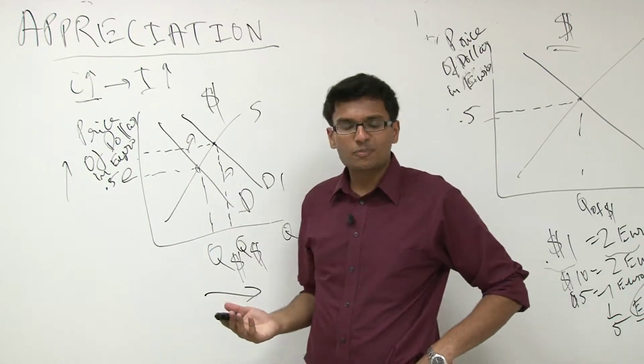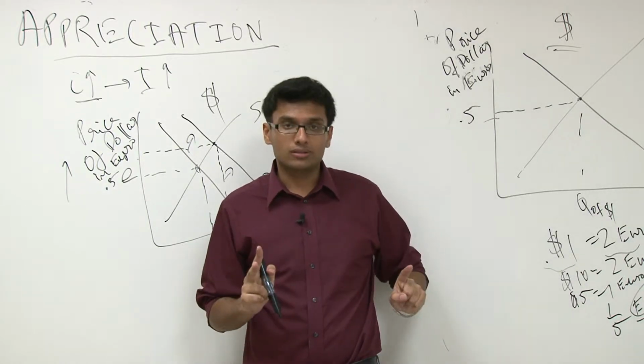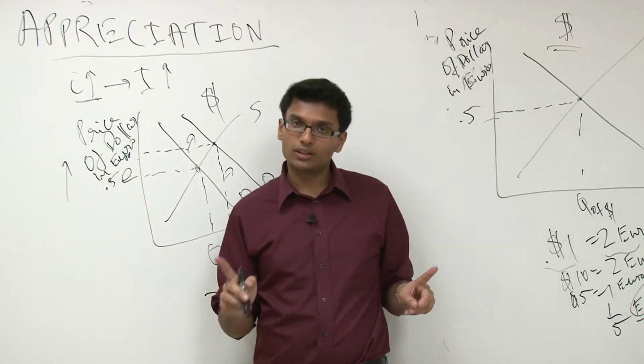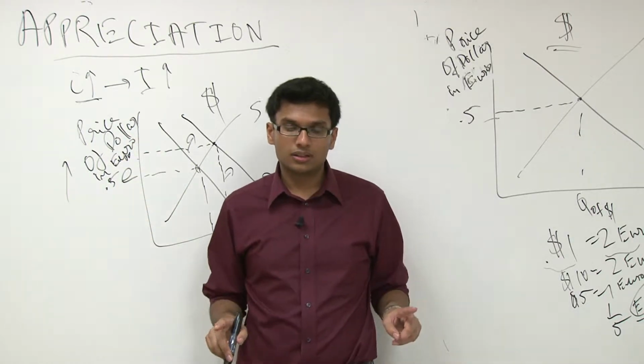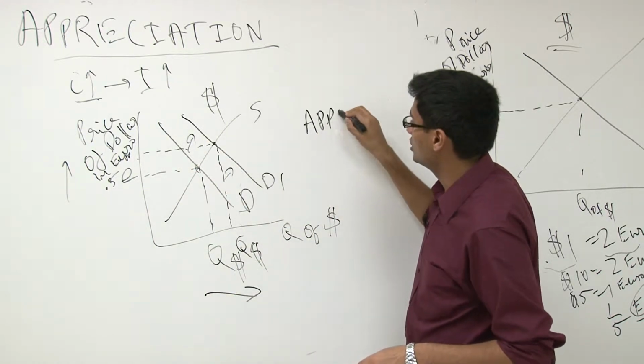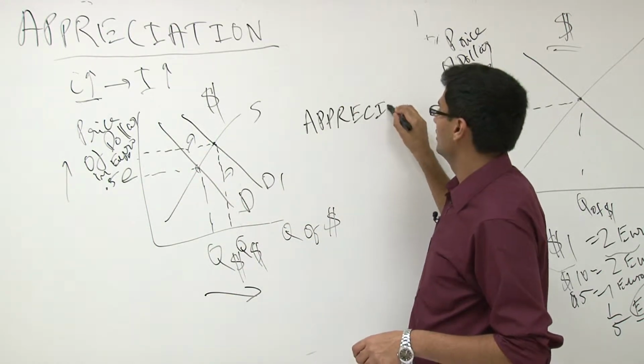So all of a sudden, instead of being €1 to $2, right, 0.5 euro, it's now probably at 1, right? So $1 to €1. So all of a sudden, this currency has appreciated, okay? The dollar has appreciated.